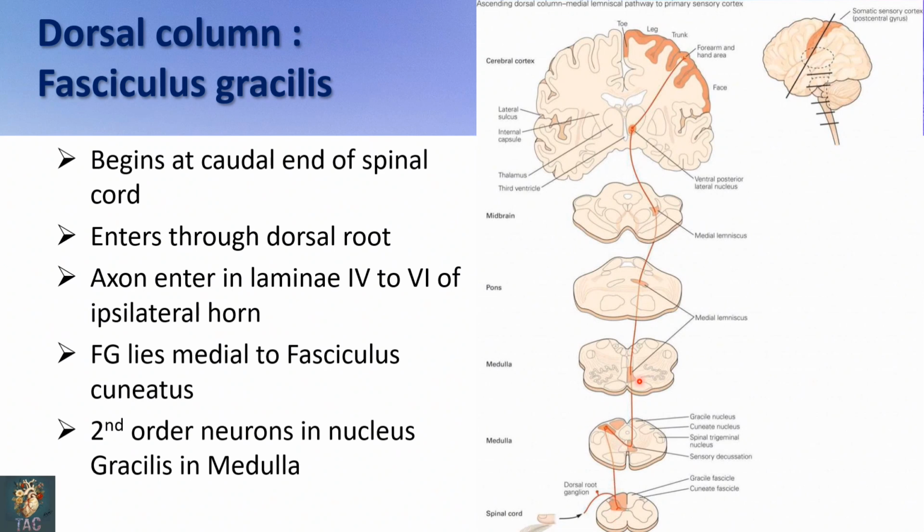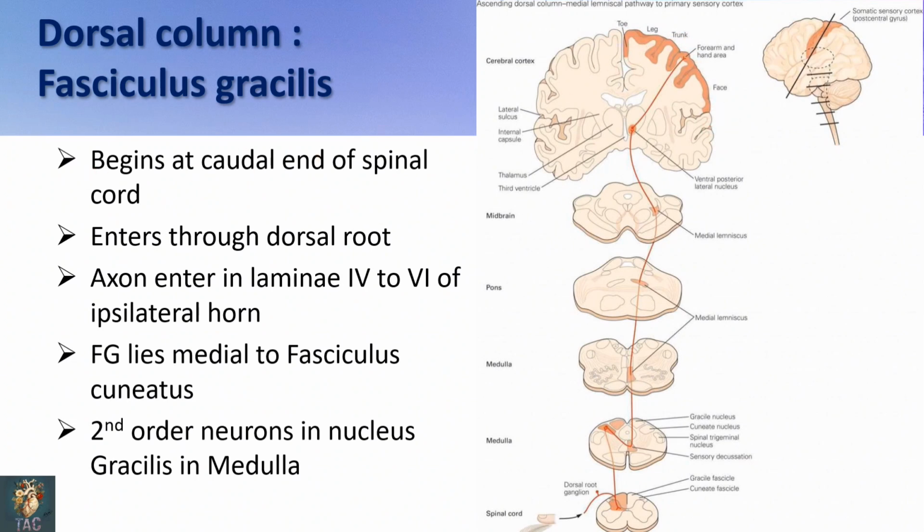They ascend ipsilaterally up to the level of the medulla. Here you can see in the medulla. Then they decussate to the opposite side. As second order neurons located in the medulla decussate to the opposite side and ascend as the medial lemniscus through the pons, through the midbrain, up to the level of the thalamus, where third order neurons are located in the ventroposterolateral nucleus of the thalamus, and then they transmit their information to the different areas.